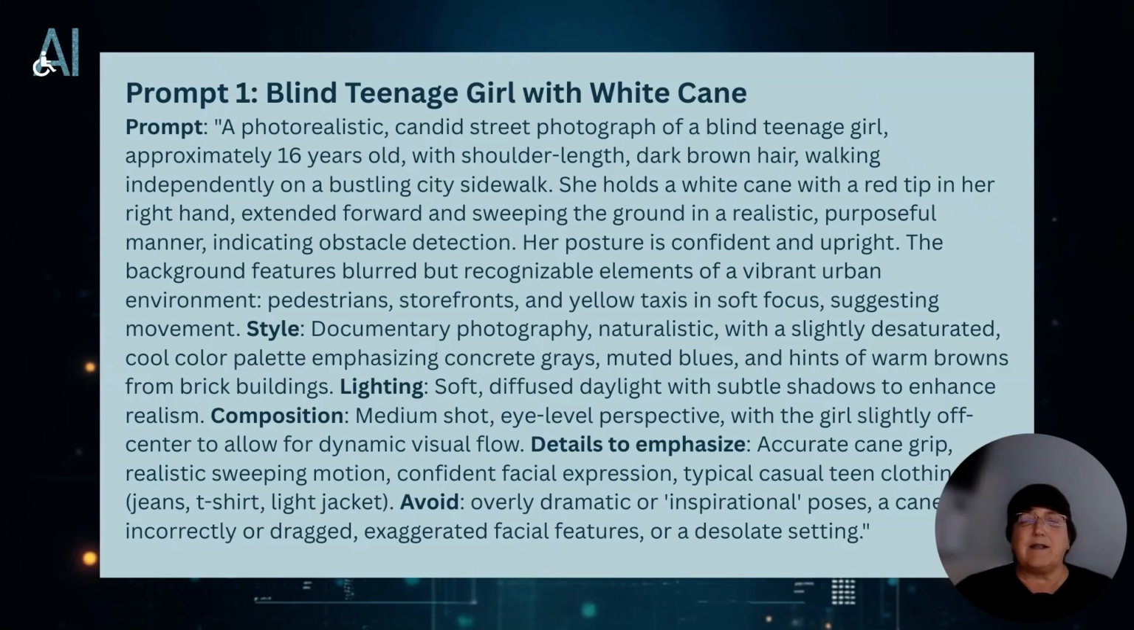So it has the type of photo. I want a photorealistic, candid street photograph, a blind teenage girl. So it should understand what blind means, but we'll see on the outcome here. I gave the age of the girl. I described the hair. I have in there that she's walking independently on a bustling city sidewalk. She holds a white cane with a red tip in her right hand, extended forward, sweeping the ground in a realistic, purposeful manner, indicating obstacle detection.